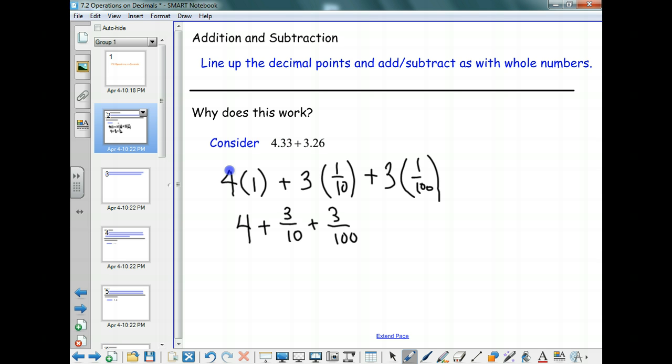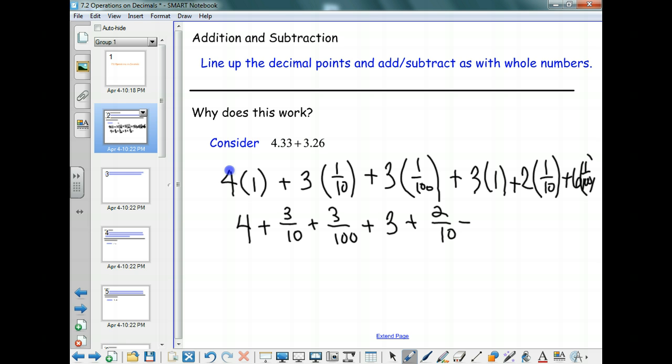All right, we can do the same thing with 3.26. So you have the 3 times your 1, you have the 2 times 1/10, and then the 6 times 1/100. So I can, again, shorthand this a little bit to think of this as 3, 2/10 and 6 hundredths.